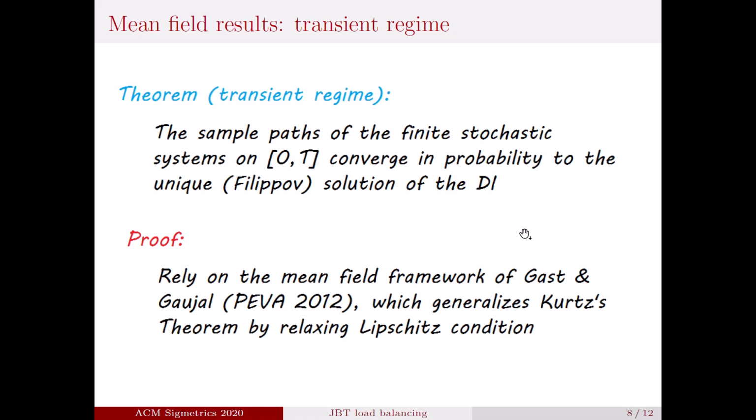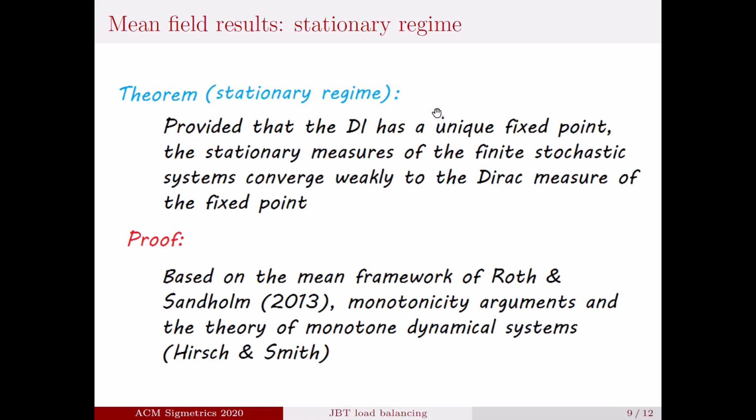The question then is, can we also generalize those results to the stationary regime? And the answer is yes, provided that the differential inclusion has a unique fixed point. If the differential inclusion has a unique fixed point, then we prove in the paper that the sequence of stationary measures of those finite stochastic systems, as the number of servers goes to infinity, converges weakly to the Dirac measure of the fixed point. And that essentially means that if we want to know something about the stationary behavior of a large set of servers, then we can simply focus on the fixed point of the differential inclusion.